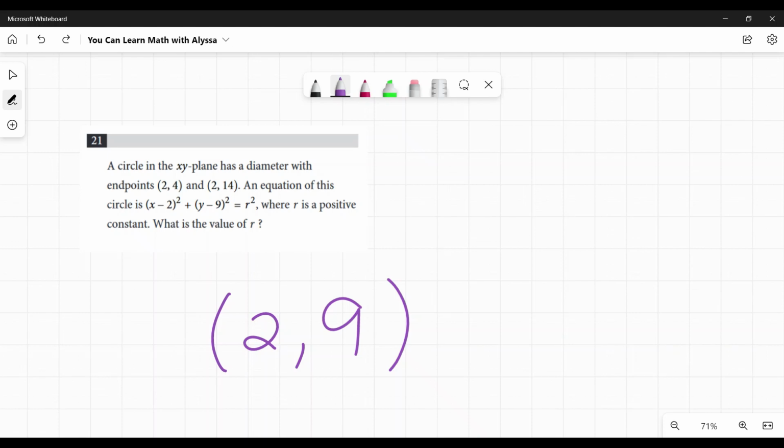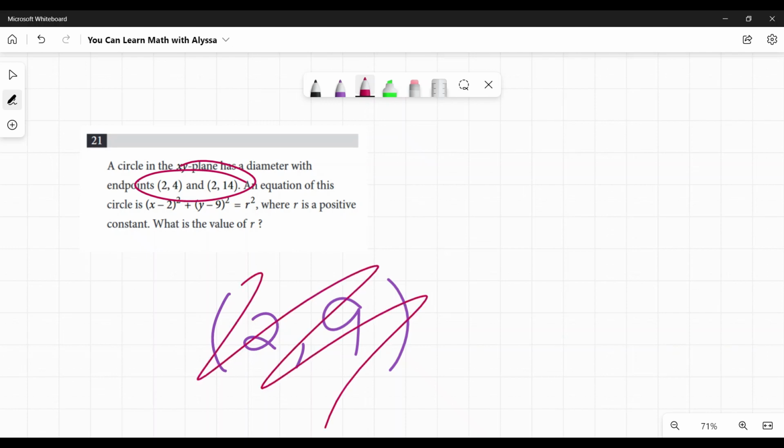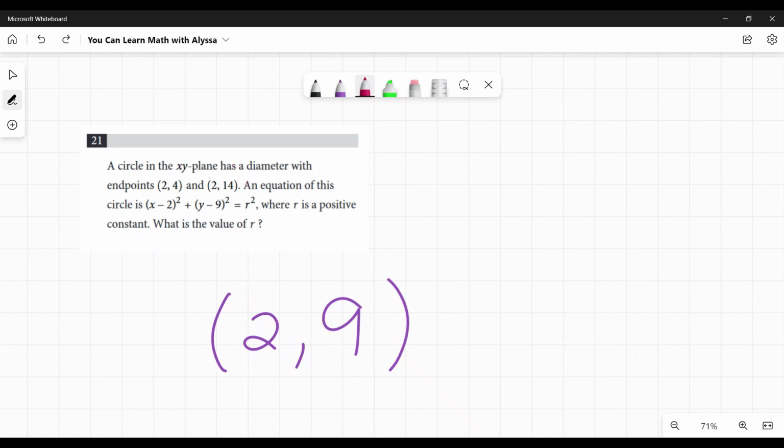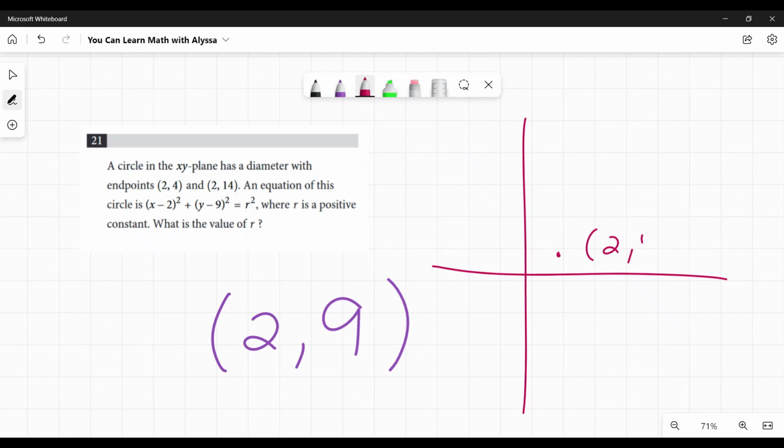So 2 ways to do that. You can just look at these 2. You don't even have to worry with this if you don't want to. You can look at that it has a diameter on this plane. I'm not drawing this to scale. That there's a point here at 2, 4, and there's a point up here at 2, 14, and that is the diameter of this circle.